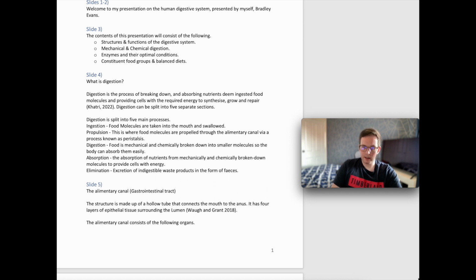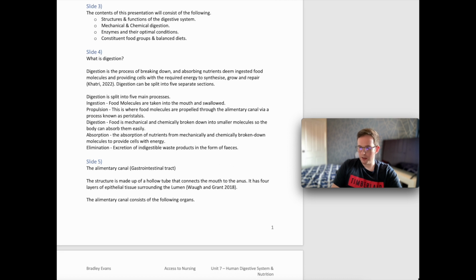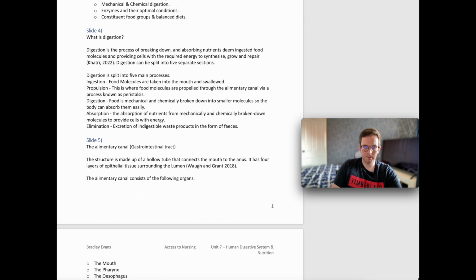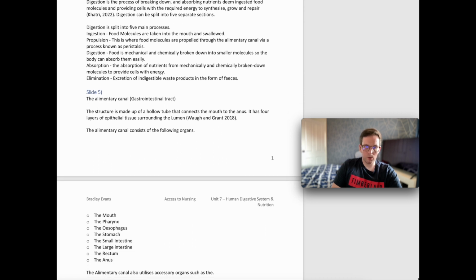Then I went on to the next slide, which is the alimentary canal, and this again answers the first part, which is the structures and functions of the digestive system. So the alimentary canal, also known as the gastrointestinal tract, is structurally made up of a hollow tube that connects the mouth to the anus, and it has 4 layers of epithelial tissue surrounding the lumen.